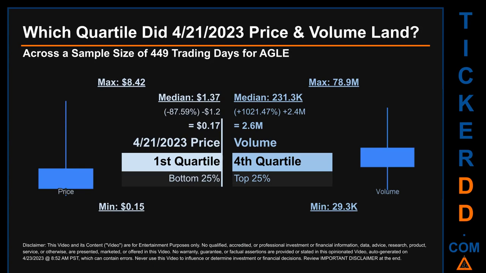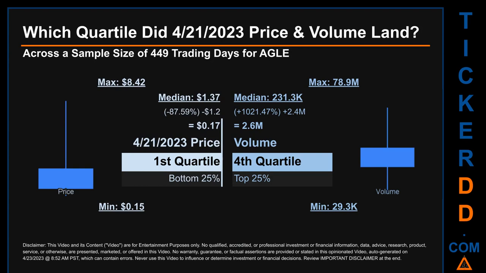Which quartile did April 21, 2023 price and volume land? Across a sample size of 449 trading days, the maximum end-of-day price for AGLE was $8.42 while the minimum was 15 cents. Within that price range, April 21, 2023 price, of 17 cents, landed within the first quartile, meaning it was within the bottom 25% of all sampled end-of-day prices. The day's volume landed within the fourth quartile, marking it within the top 25% of all sampled daily volume, which saw a max daily volume of 78.9 million and a minimum of 29.3 thousand.